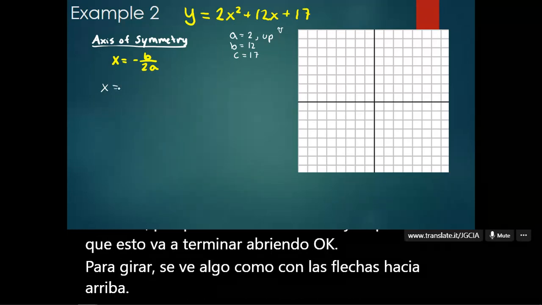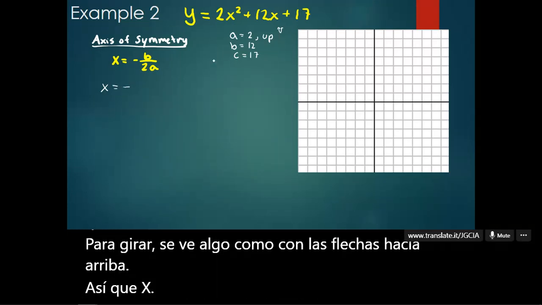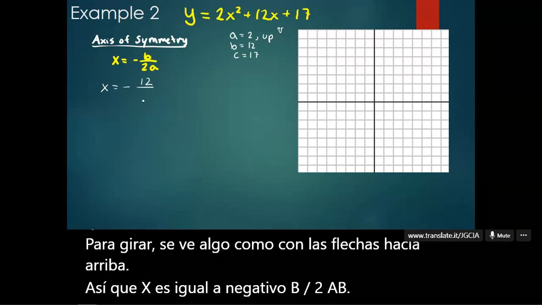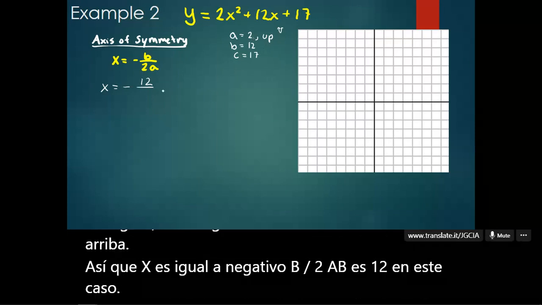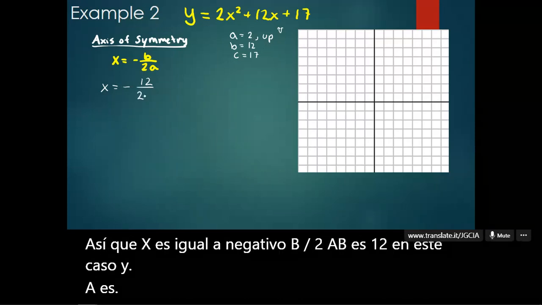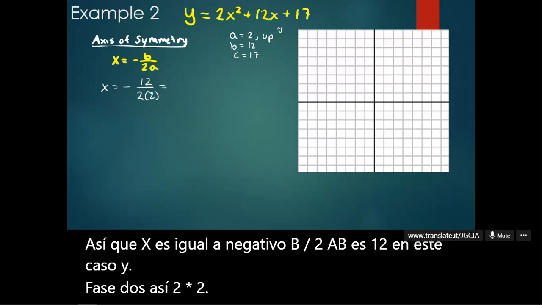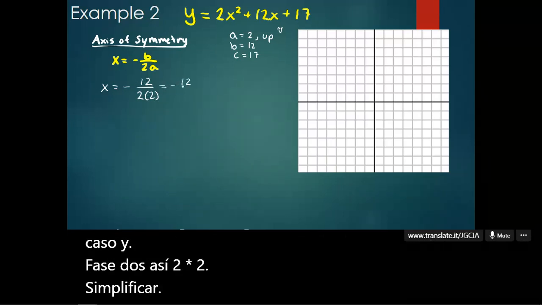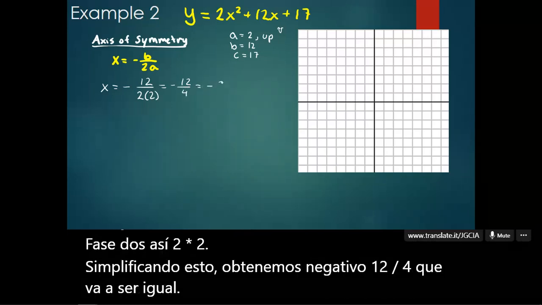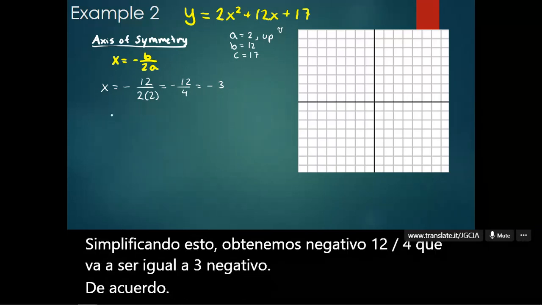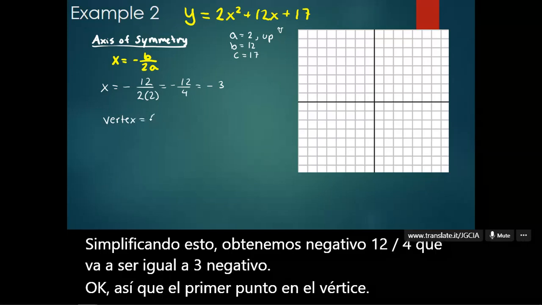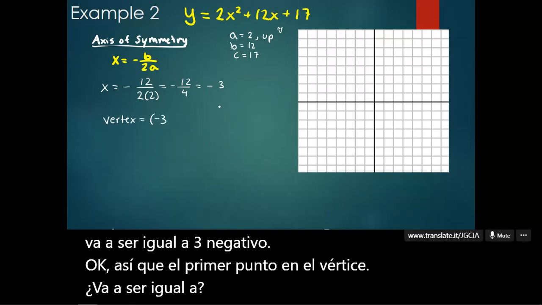So x equals negative b over 2a. B is 12 in this case, and a is 2, so 2 times 2. Simplifying this, we get negative 12 over 4, which is going to be equal to negative 3. Okay, so the first point in the vertex is going to be equal to negative 3.